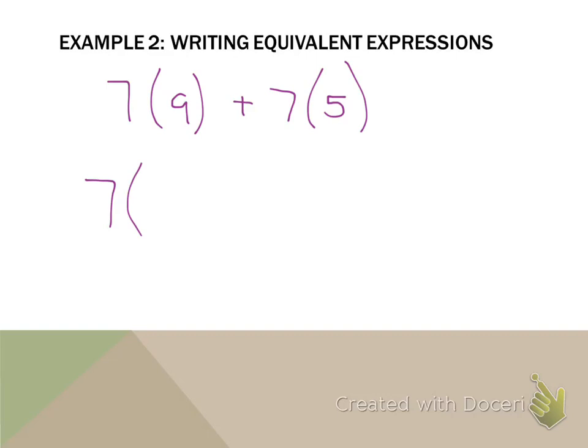Whatever I'm left with is what I write inside the parentheses. 9 plus 5 or minus 5? Plus 5. And now I can solve both. Okay? 9 plus 5 is 14. 7 times 14 is 98, not 91. I'll fix it in a sec.